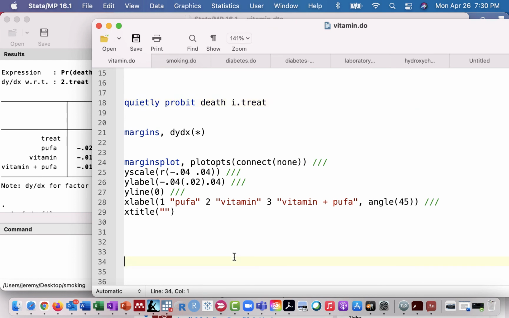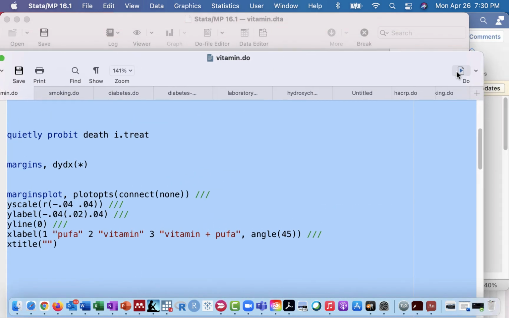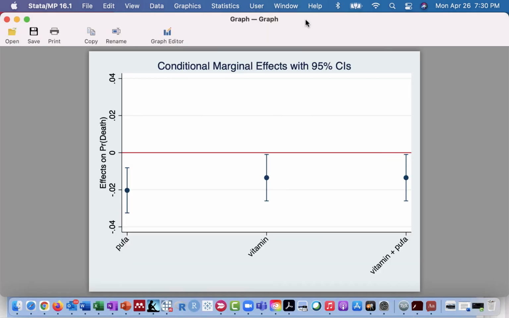So if you highlight everything and press play, it makes the graph. So you can see it here, right? The red line is 0, everything's lower. The dots, those are called the point estimates, those blue dots. And those blue bars are the confidence intervals. So you can see that both the dots and the confidence intervals are all negative, all below 0.